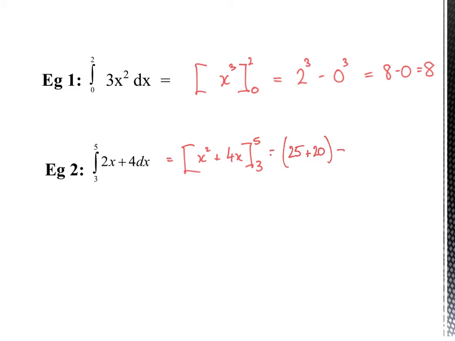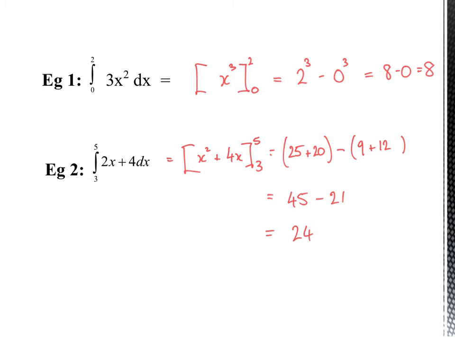And we're going to take away from that whatever we get when we put 3 into this. So again, what's 3 squared and what's 4 times 3? Well, 3 squared is 9 and 4 times 3 is 12. So here we have 45, take away 21. And so our answer is 24.